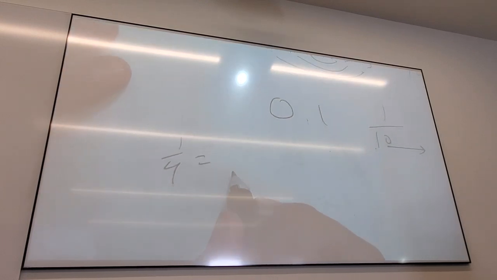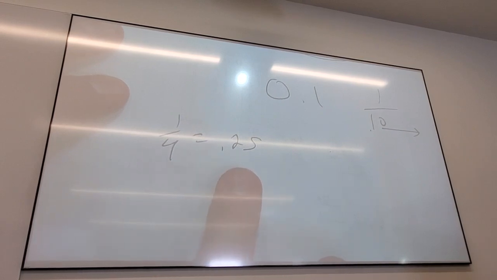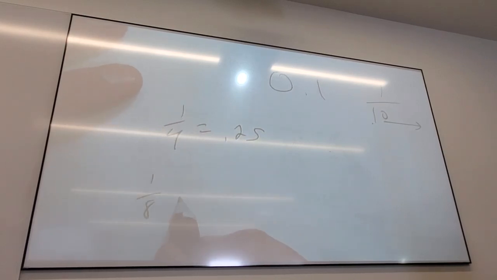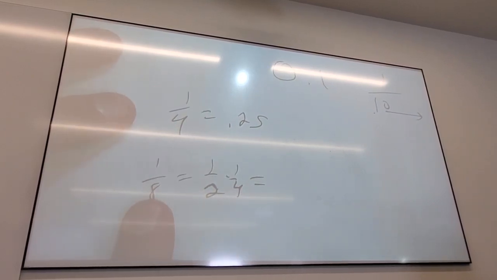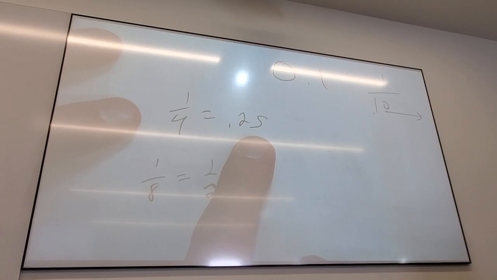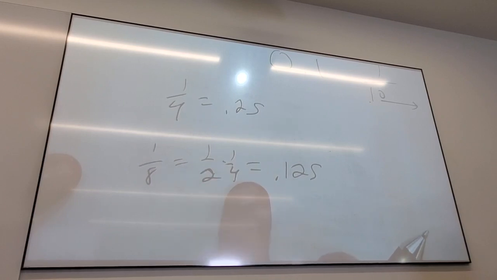Real quick, let me see if I can get you guys to remember. What was 1/4 again, as a decimal? 0.25. Why does it make sense as terminating? Because 4 is 2 times 2, right? Does anyone remember how I got to 1/8 from that? Did I just take 1/2 of that? Is 1/2 of 1/4 1/8? Yes. And what's 1/2 of 25? Yeah, 1/2 of 1/4 is 1/8.